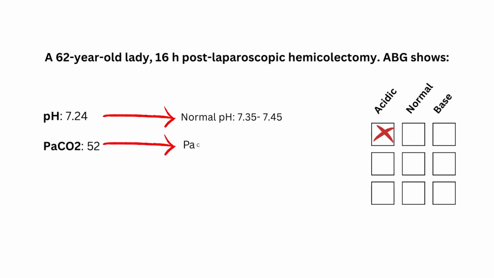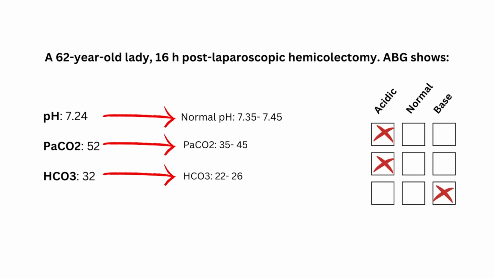Then check the carbon dioxide level. It is 52. The normal level is 35 to 45 and this is more than that, so it also makes acid. Bicarbonate level is 32, the normal level is 22 to 26 and it makes a base.